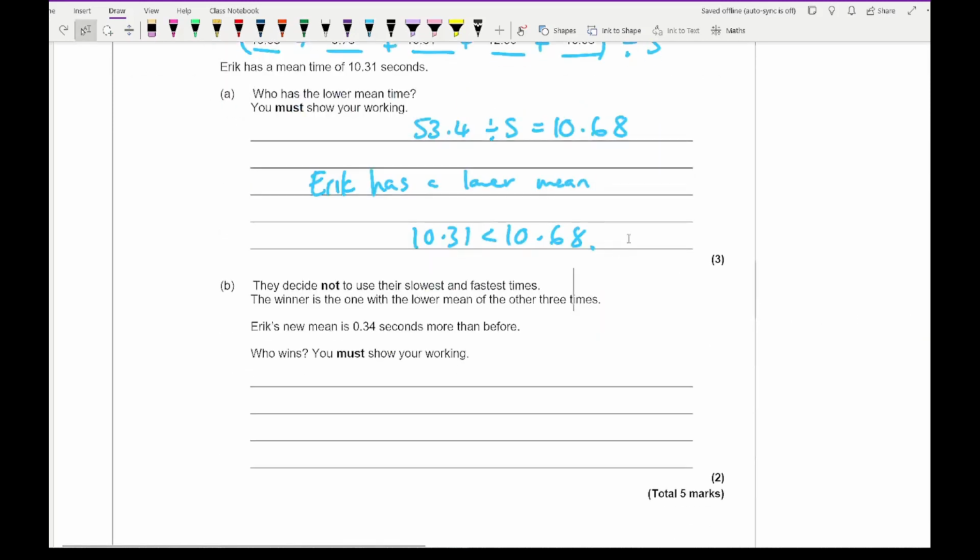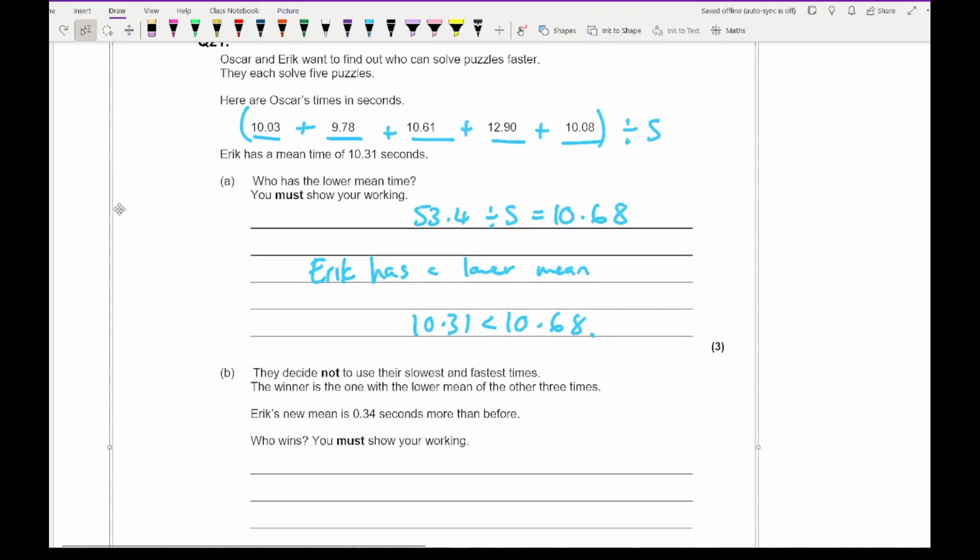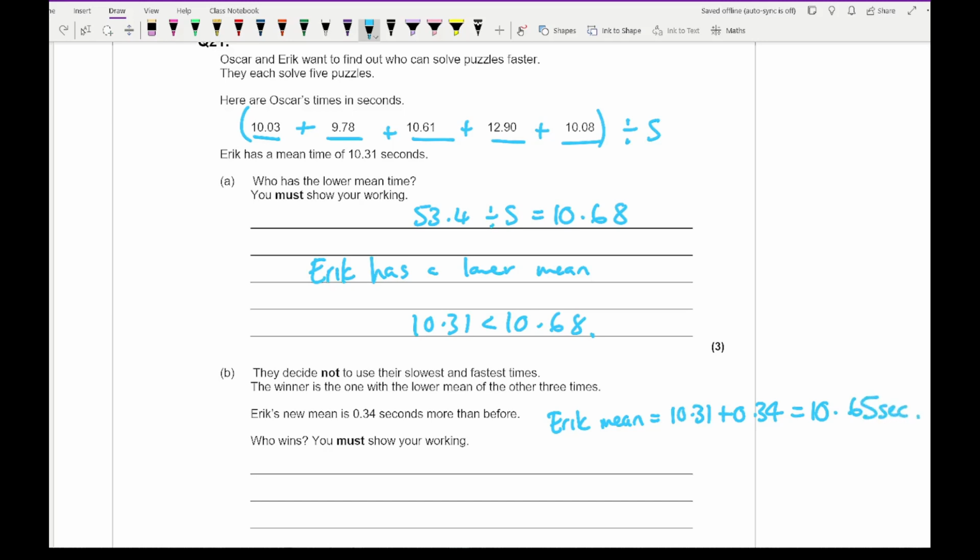Moving on, it then says they decide not to use their slowest and fastest times. The winner is the one with the lower mean of the other 3 times. Eric's new mean is 0.34 seconds more than before. Who wins? You must show your working out. So for this, Eric's mean is going to be 10.31 plus 0.34, which gives him an average of 10.65 seconds. Then we need to work out what Oscar's is going to be.